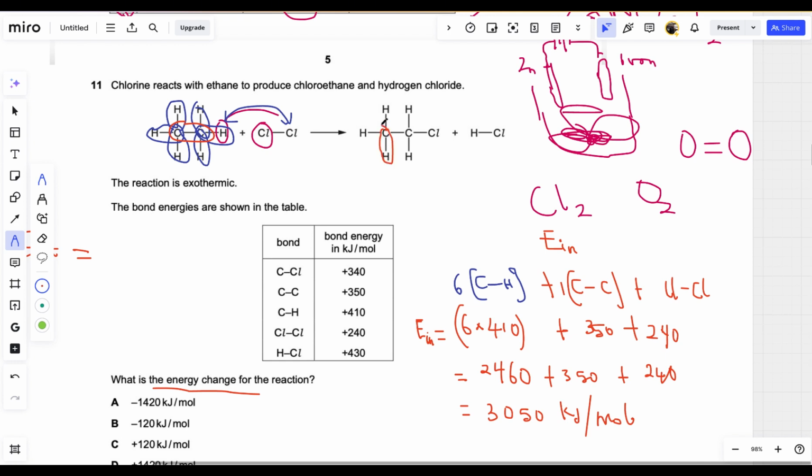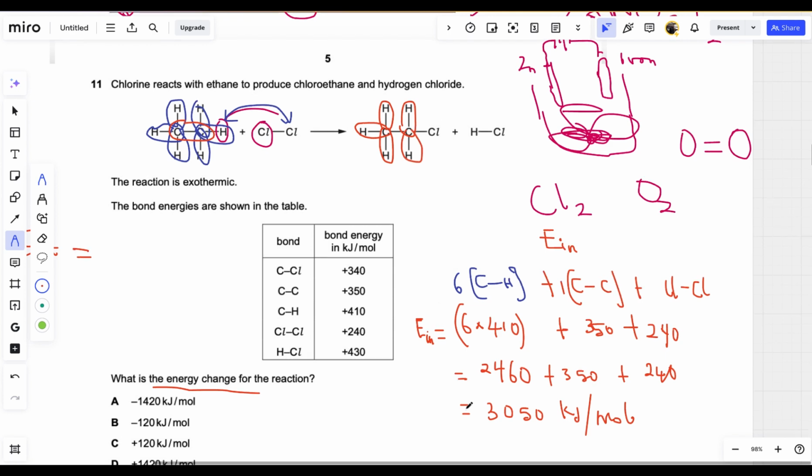1, 2, 3, 4, 5. Okay, 5, right? So we have carbon to hydrogen is 5. So we multiply it by 5. In this case, it's 5, not 6, because one hydrogen has been replaced with chlorine. So here I put times 5. Plus.